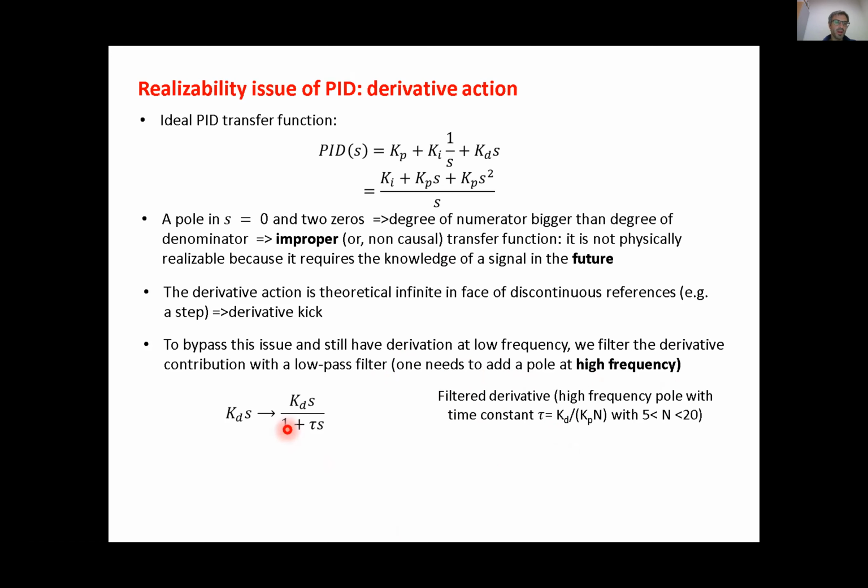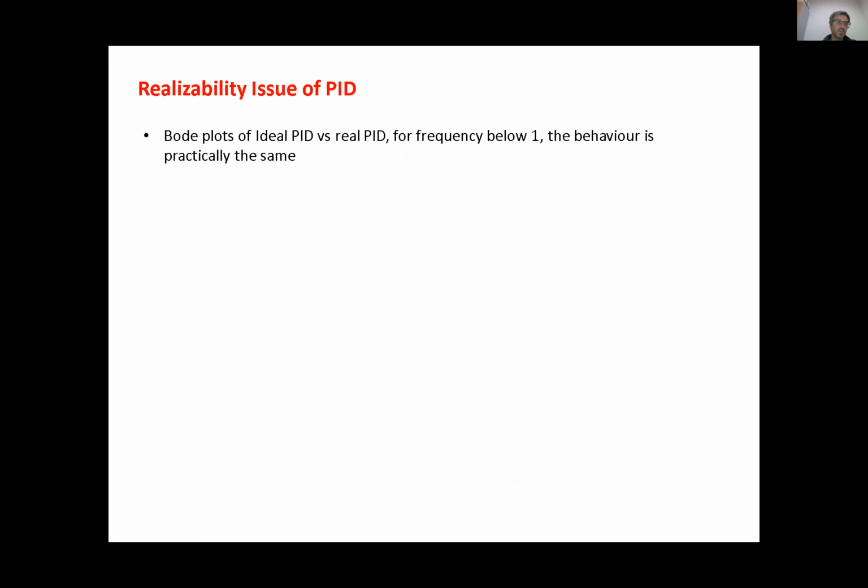And adding a pole at high frequency to the derivative term is doing this. Usually the frequency of this pole, which is 1 over tau, has a time constant tau that is related to this rule. And for frequencies below the cutoff frequency 1 over tau, the real PID behaves similarly to the ideal one.